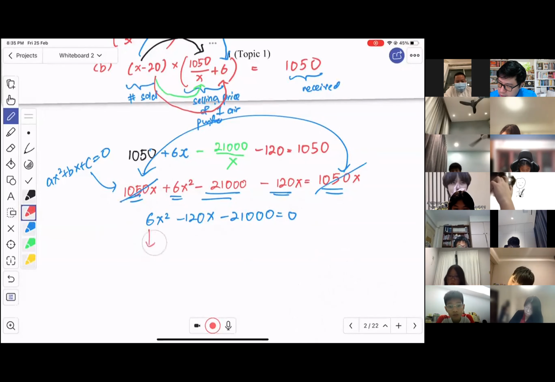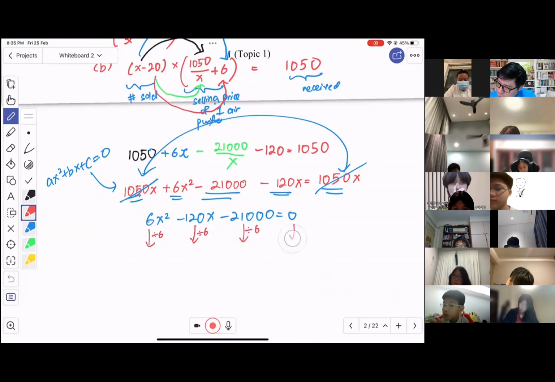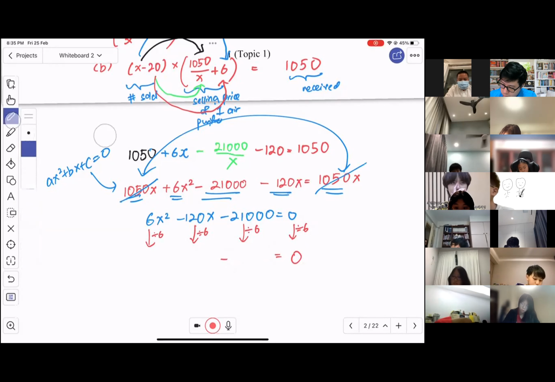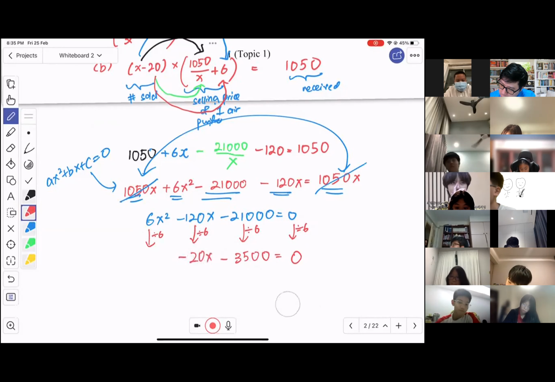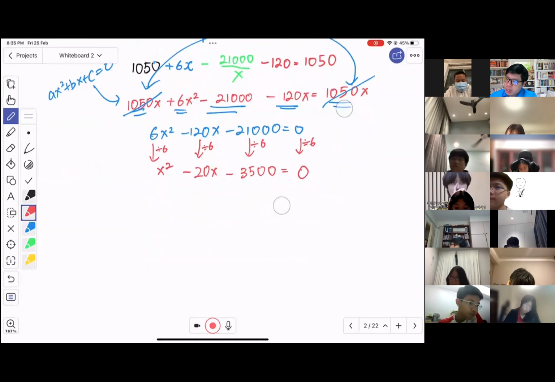So if I divide by 6, I'm going to divide all the coefficients by 6, since I don't like big numbers. 0 divided by 6 is 0. 21,000 divided by 6 is 3,500. 120 divided by 6 is 20x. 6x squared divided by 6 is x squared.